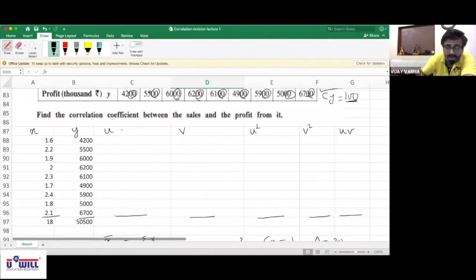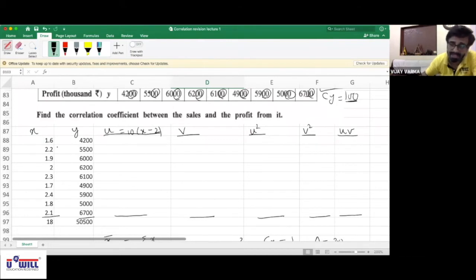Now U equals 10 multiplied by x minus 2. Or else you take 10x minus 20 if you open the bracket. That's what I said to Shubham. Either you take 20, or if you take it in bracket, then 10 into x minus 2 directly. Now 10 into x minus 2. In the calculator, do 1.6 minus 2, then into 10. So you get minus 4.